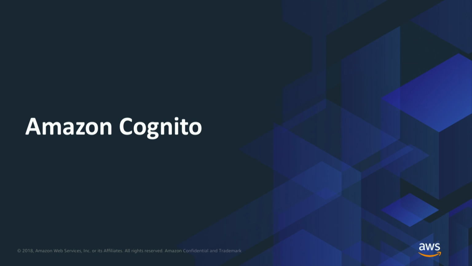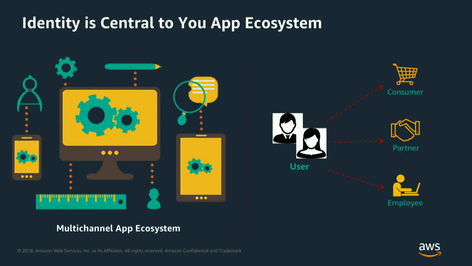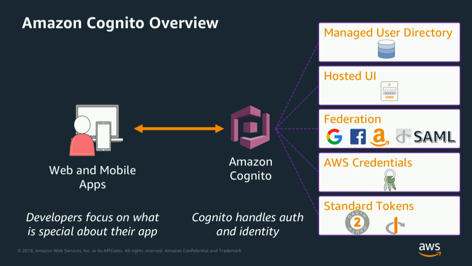Amazon Cognito. I got a lot of questions from developers: what can we use for identity management for our applications? Since identity is central to your application ecosystem, especially in the .NET and Microsoft world, this is one of the most important aspects. Whether the user is a consumer, a partner, or an employee across a multi-channel app ecosystem, they need an identity that can be verified, with the right permissions and access.